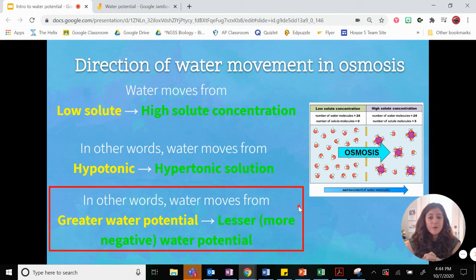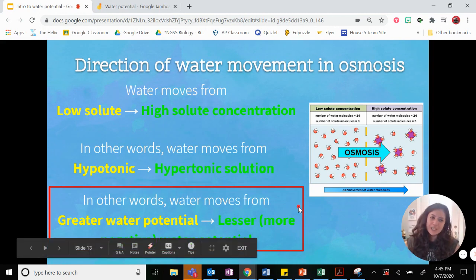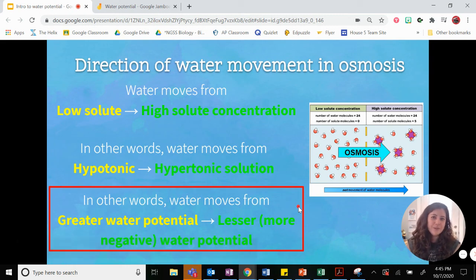So if you ever have a problem where you are calculating the water potential, that is how you should figure out which way water is moving by osmosis. You shouldn't just look at solute concentrations, because if a problem is making you calculate water potential, there's probably a reason why, meaning pressure is probably playing a role. Okay, and that is an introduction to water potential. In the next video, we are going to go through some practice problems.